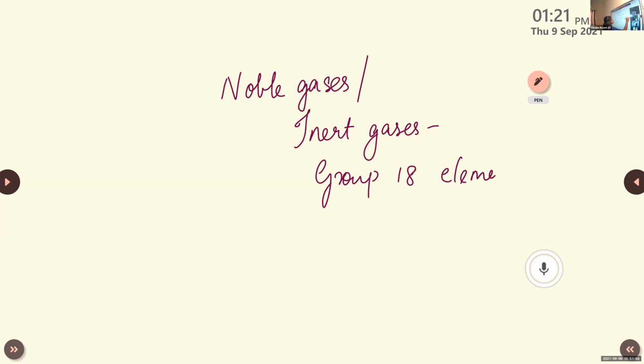Which are they? Helium, neon, argon, xenon, krypton, etc. These are examples of noble gases or inert gases. The main speciality of these group 18 elements is that they are already stable. They have a completely filled configuration, so they do not take part in any chemical reactions. These are the characteristics of noble gases.